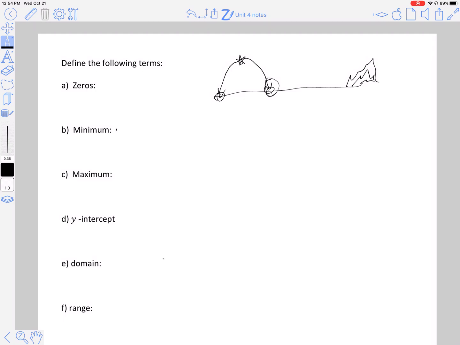So zeros. Zeros are basically these points right here. So it's basically our x-intercept. You can think of it like that. So it's basically what x values will make y 0. So kind of like the x-intercept, the values. Minimum, so that is the lowest y value or lowest output that will be produced. And then maximum is obviously the highest y value.